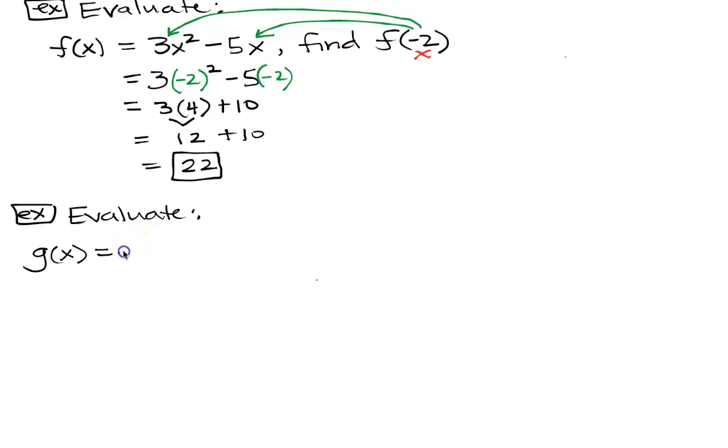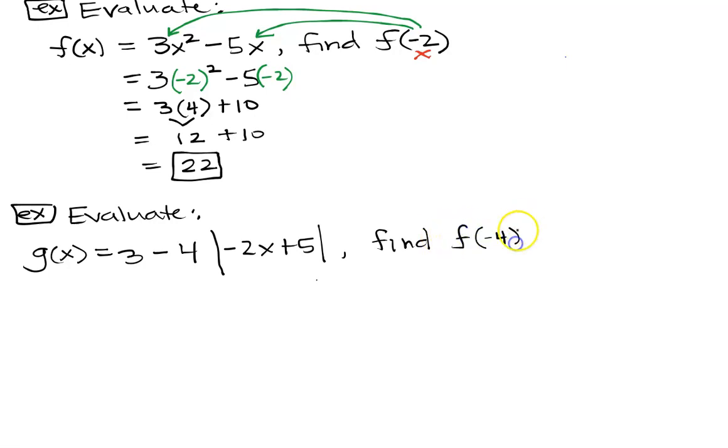So it gives us 3 minus 4 times the absolute value of negative 2x plus 5. All right, so that negative 2x plus 5 is all in absolute value. And then it wants us to find f of negative 4. Okay, so again, we're going to take that negative 4. All right, so I'm going to put this in green, maybe over here, and make it stand out. All right, so everywhere I see an x, and in this one we only have one, and it's right there, I'm going to put negative 4 in place of it.